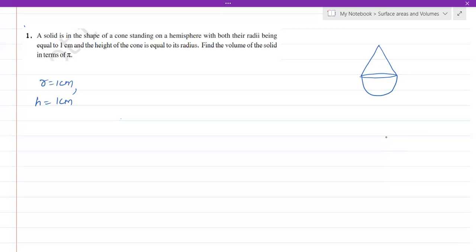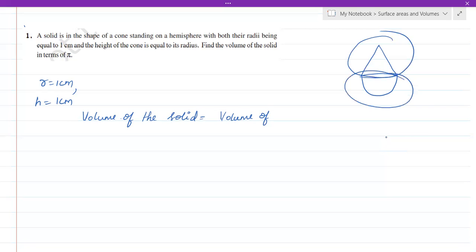So here the solid is made up of a cone and a hemisphere, right? Therefore, the volume of the solid will be equal to the combined volume, isn't it? That is the volume of the cone, whatever space the cone has occupied, plus the space occupied by the hemisphere, both together. Volume of cone plus volume of hemisphere.